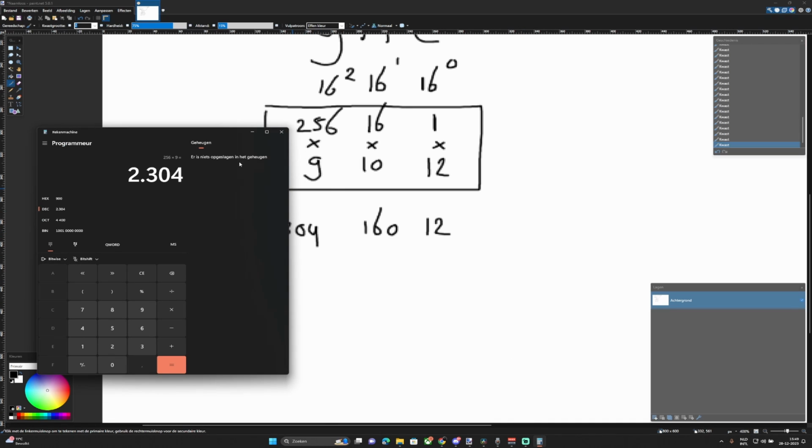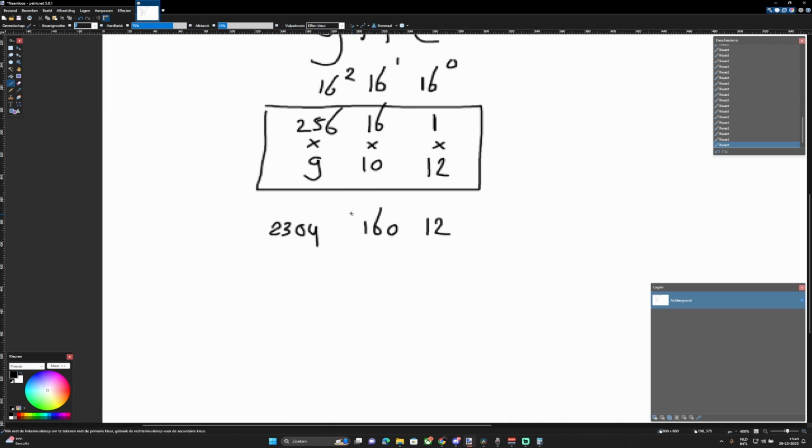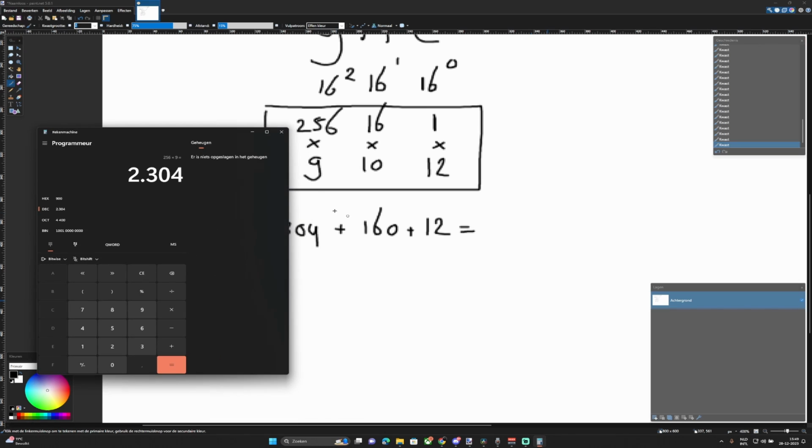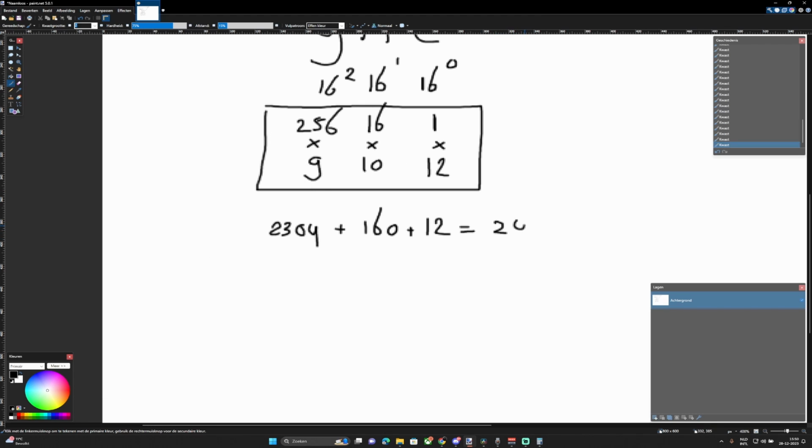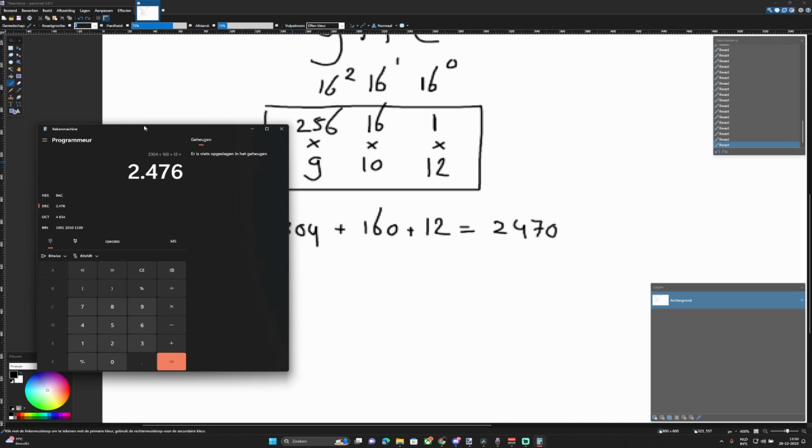Okay. Let's double check. Yes. And then the last thing we have to do is we just add these numbers to each other, like so. And then we get the number 2476. And we can now check in our calculator.